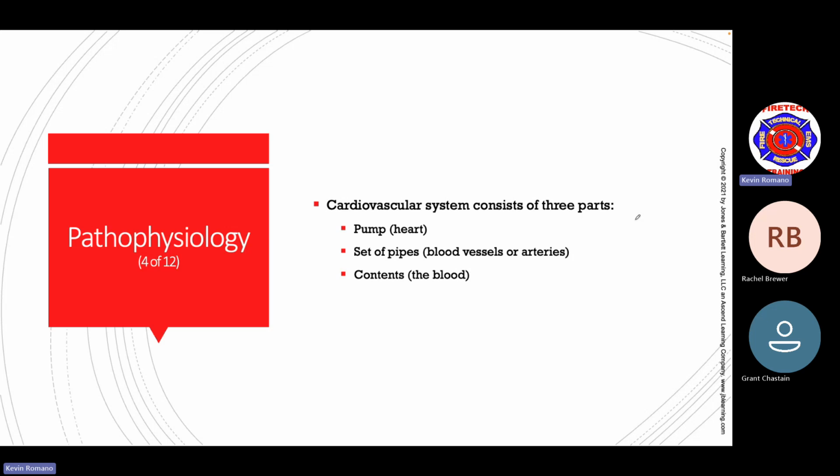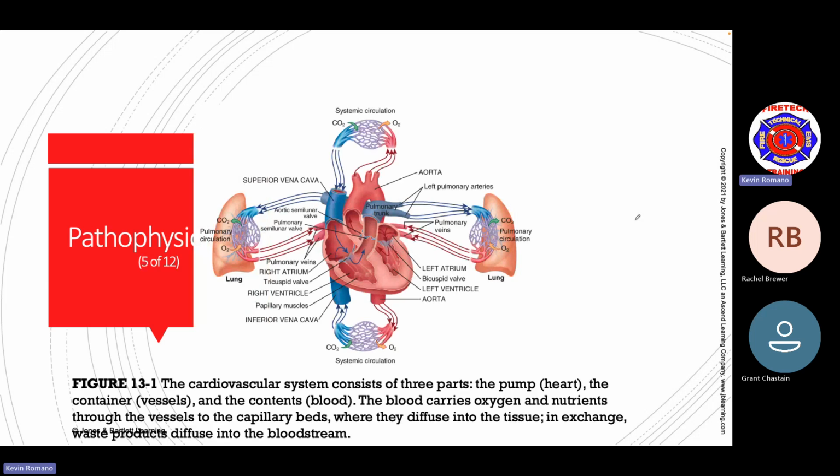So the cardiovascular system consists of three parts. There's a heart, there's blood vessels, and there's blood. The heart being the pump, the vessels being the container, and the blood being the content inside of it. As you can see on this figure, the heart is the pump, the vessels are the container, and the blood is the contents. The blood carries the oxygen and nutrients through the vessels to the capillary beds, where they diffuse into the tissue, and waste products are exchanged and diffuse into the bloodstream, as you're seeing here.